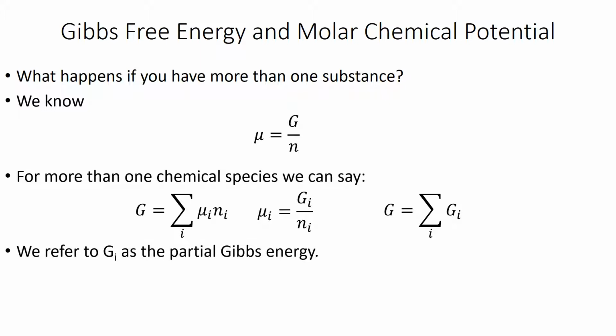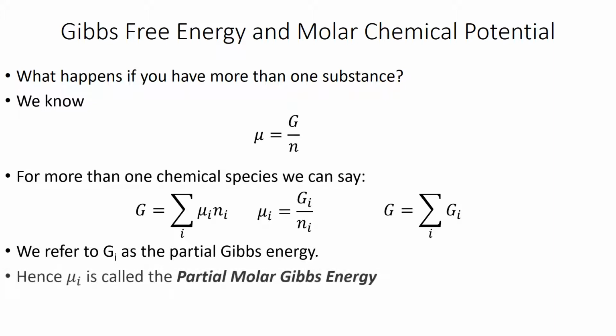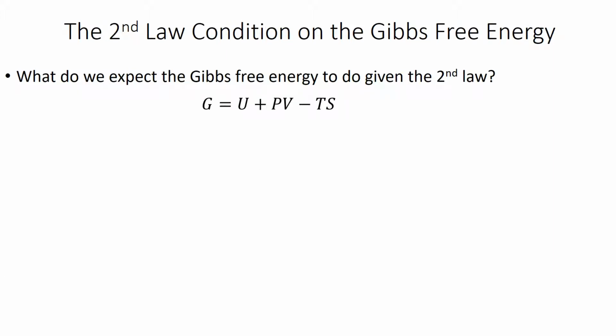So we refer to this value G_i as the partial Gibbs energy. That makes sense. It contributes partially to the total Gibbs energy of your system. As a consequence, we talk about mu_i as the partial molar Gibbs energy. All right, we now have a handle on the Gibbs free energy. The Gibbs free energy is the chemical potential times the number of moles. It's the chemical energy of the system.